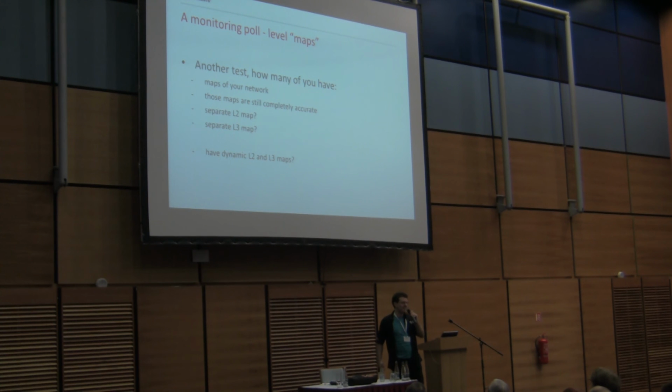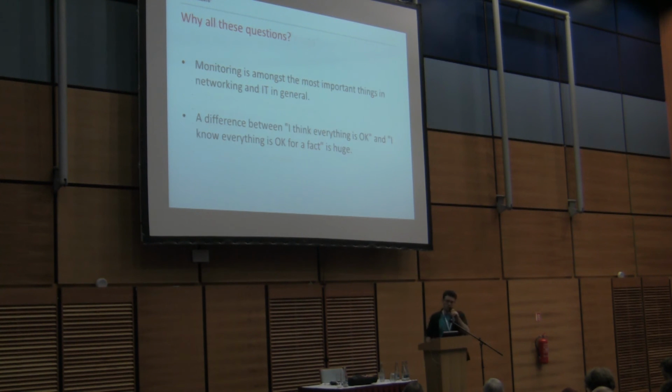Okay, less hands. Do you have separate layer 2 and separate layer 3 maps? Because those are 2 completely different and separate things. Okay, very good. We have a couple of people in the back. All right. And do you have dynamic layer 2 and layer 3 maps that actually adapt to your environment? And if you change something, they actually adapt dynamically. Anybody? 1 person, 2 people. Good. All right, so the rest of you have at least something to learn from this presentation, I hope.